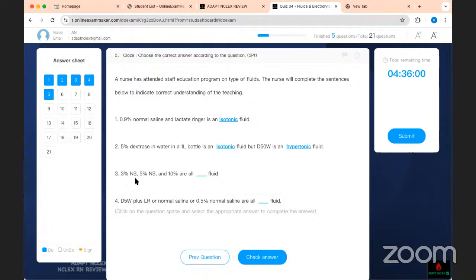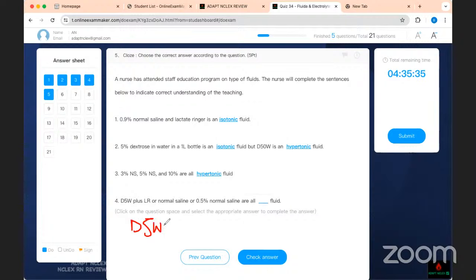Now, 3% normal saline, 5% normal saline, 10% normal saline are all what? They are all hypertonic fluid, so really, really high concentration. This is the caveat. The last one, don't fall for it. It's a trap, right?